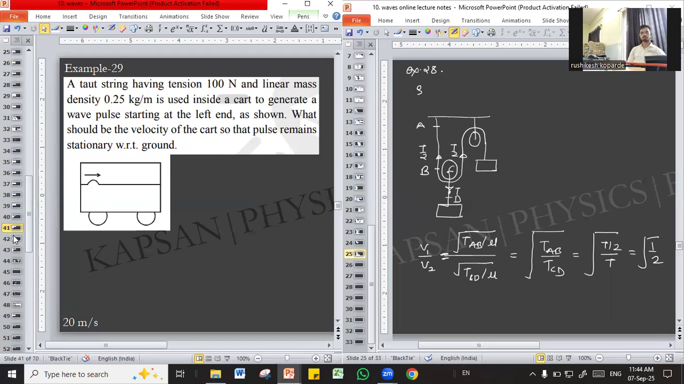20 meter per second. Answer is minus 20 meter per second.